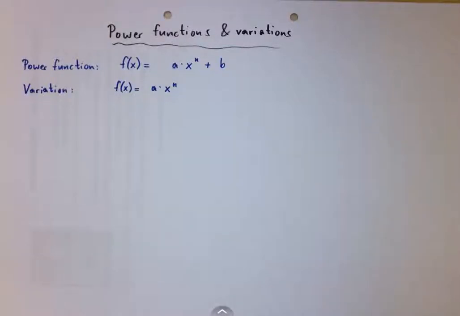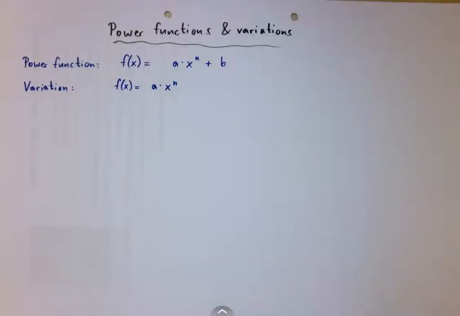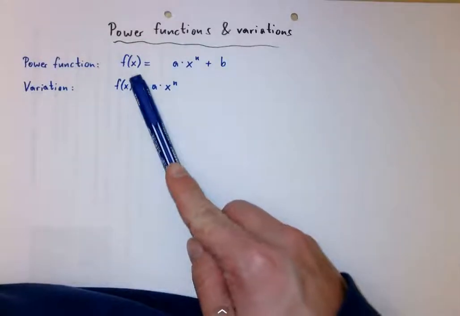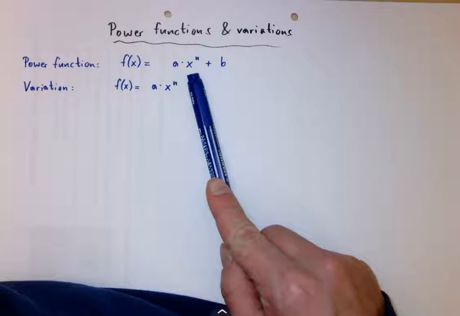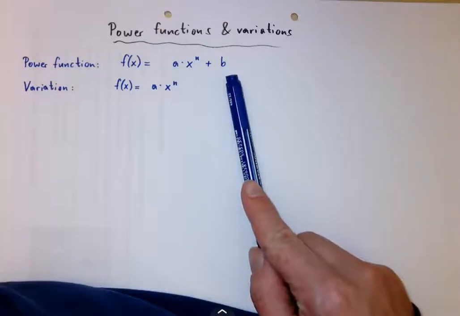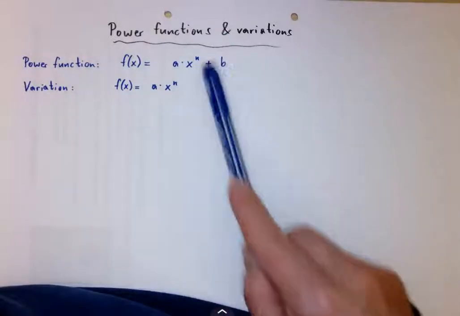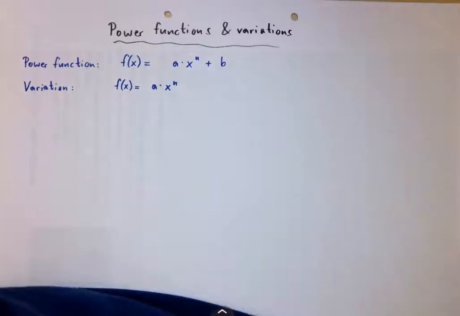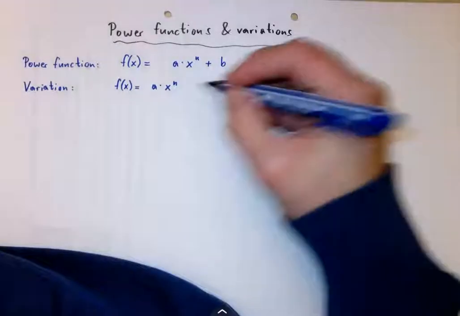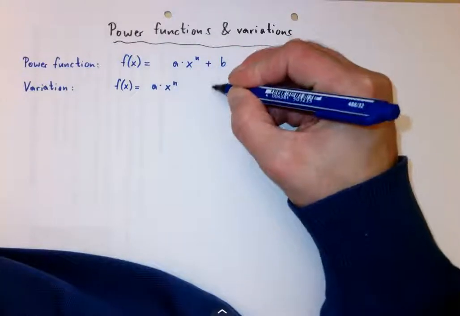Hi everyone, in this video I show you some important information about the distinction between power functions and variations. The general form of power functions is that the function term is given by some a times x to the nth power plus b. And a power function is called a variation if b equals 0, so if it's just a times x to the power n.